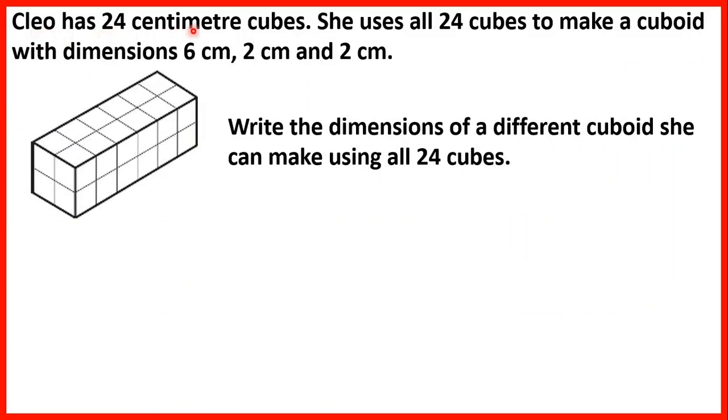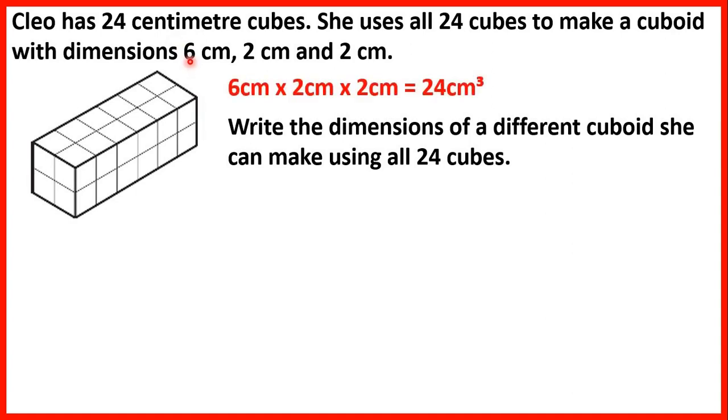Cleo has 24 centimetre cubes. She uses all 24 cubes to make a cuboid with dimensions 6 centimetres, 2 centimetres and 2 centimetres. So dimensions just means the size of the edges. So this edge is 2 centimetres, this edge here is 2 centimetres, and this edge here is 6 centimetres.